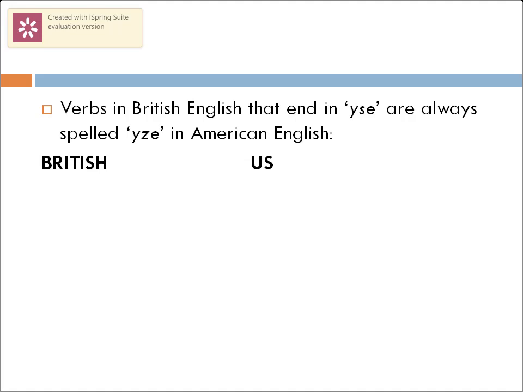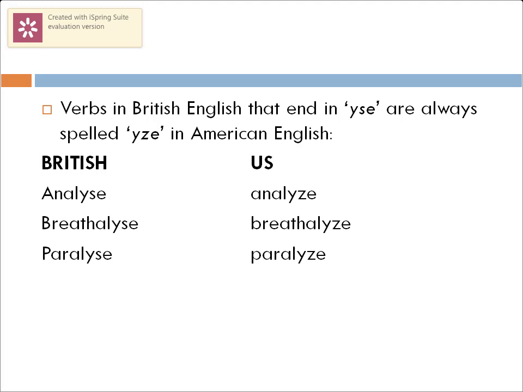Another variation is that verbs in British English that end in YSE are always spelled YZE in American English. So verbs like analyze, breathalyze, or paralyze tend to end with YSE in British spelling, whereas they end with YZE in the American spelling.